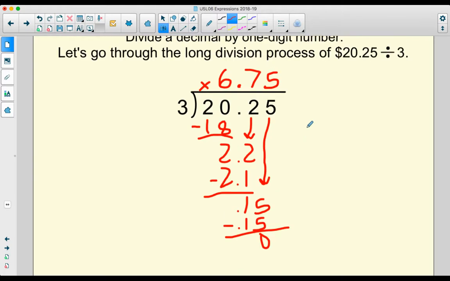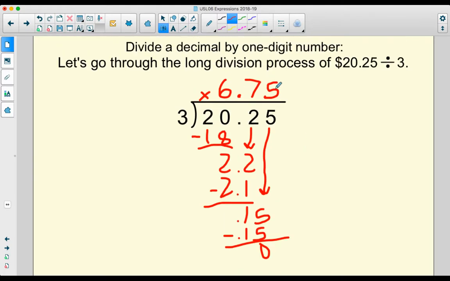So that completes it. Is my answer reasonable? Well, something close to 20 and 25 hundredths that is easy to divide by 3 would be $21. Divided by 3 would have been $7. So I know they should each get a bit less than $7. And they do.